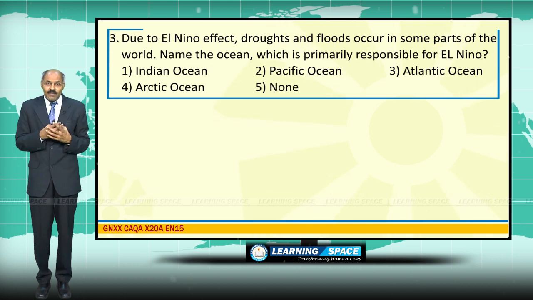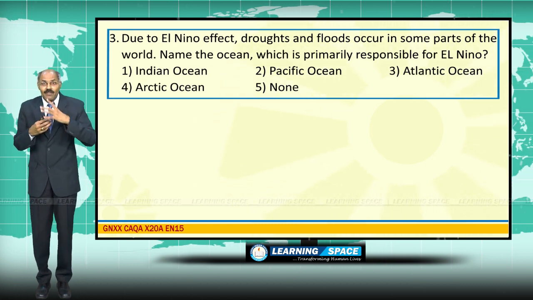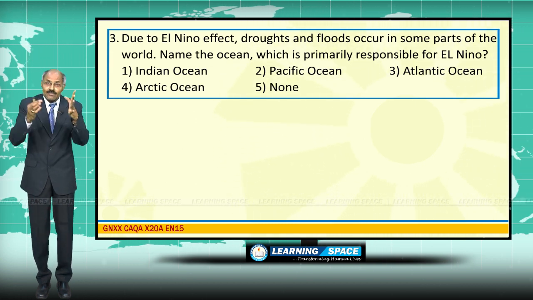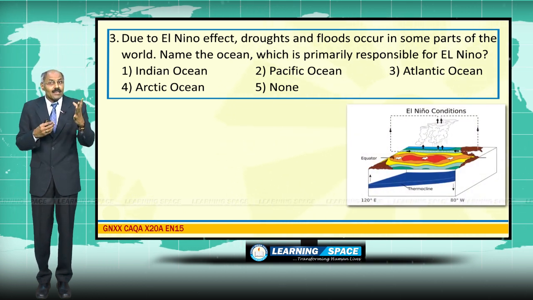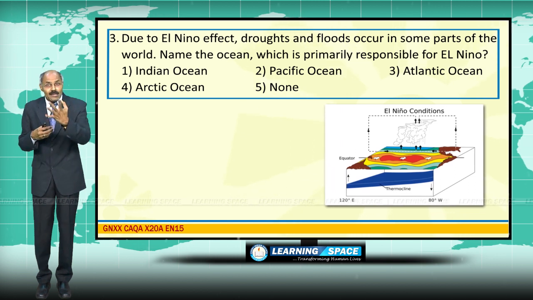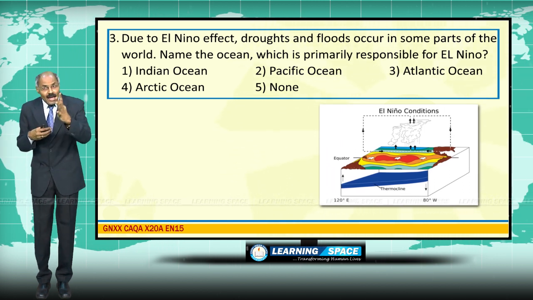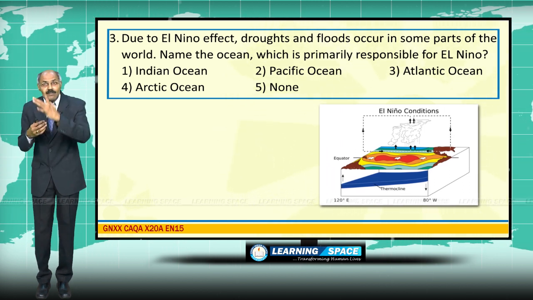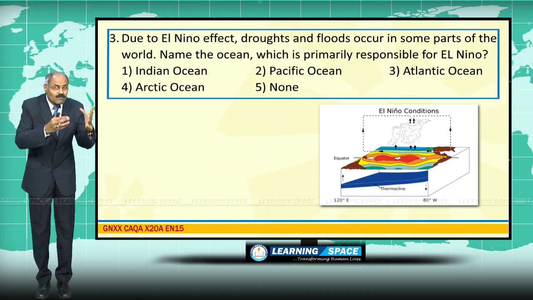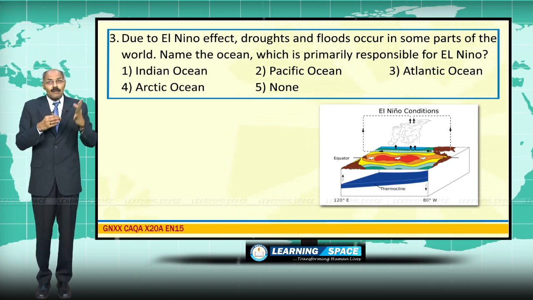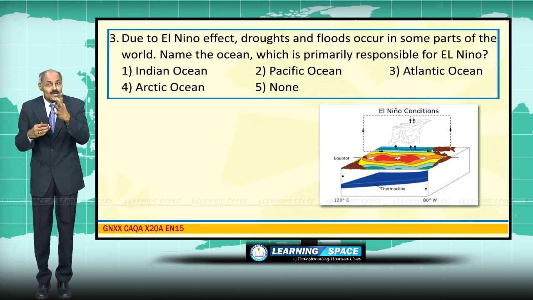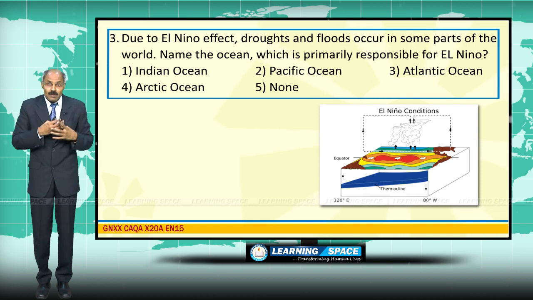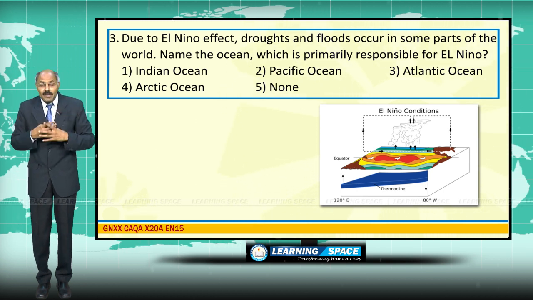Due to El Nino effect, droughts and floods occur in some parts of the world. El Nino, we commonly hear this name. Name the ocean which is primarily responsible for El Nino. The ocean which is primarily responsible for El Nino is Pacific Ocean.